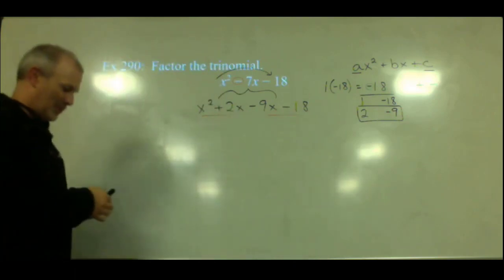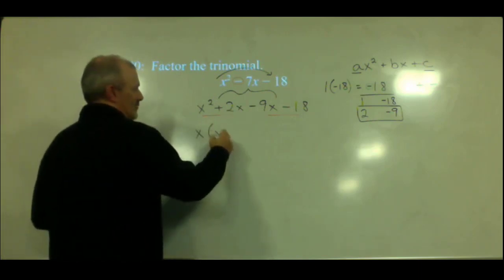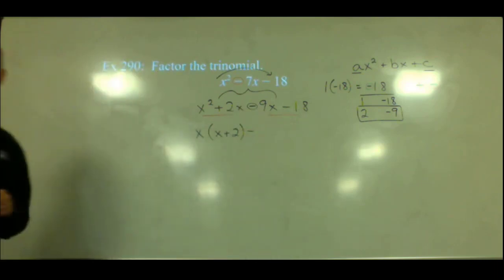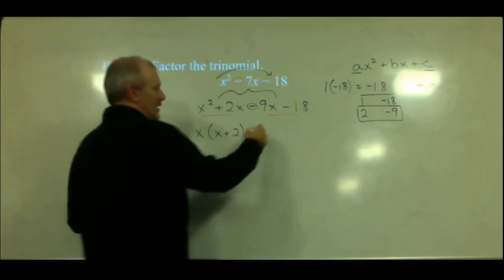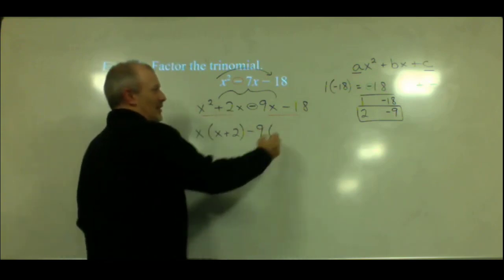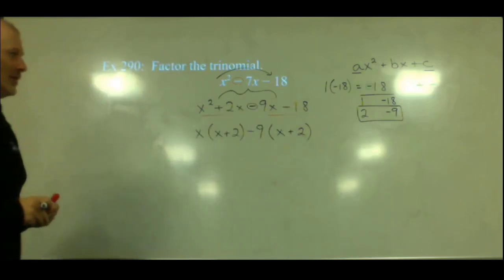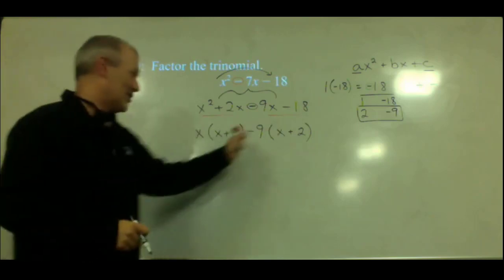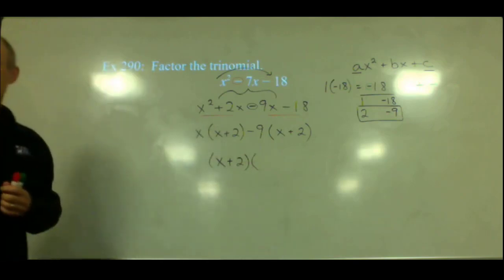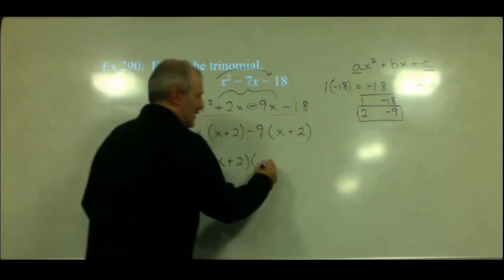So now that we've grouped them, what can we take out of the first half? An x, and what's left? x plus 2. Correct. And then we have to take out that negative. Make sure you do. And then what else can we take out of the second half? A 9. So we're dividing out a negative 9. What will be left? x plus 2. Because negative 18 divided by negative 9 is positive 2. So we see that these are the same. That's good because now we can factor out the x plus 2. And what's left after we factor out the x plus 2? x minus 9.